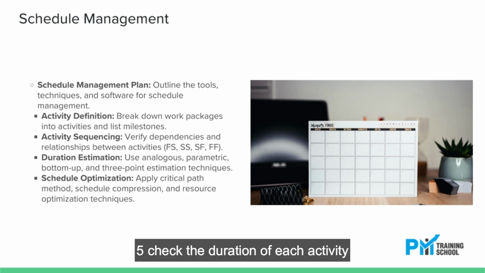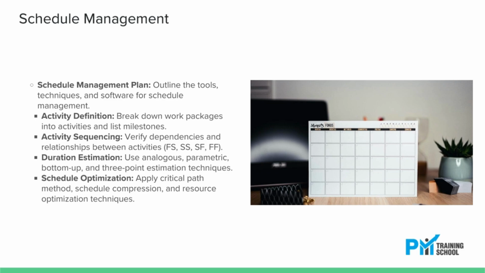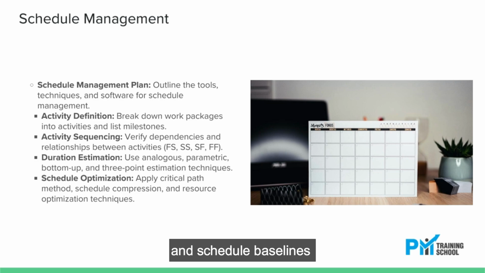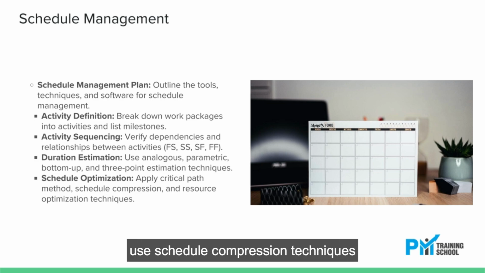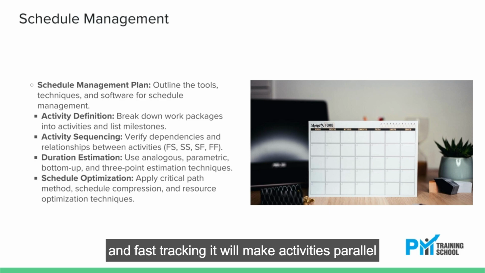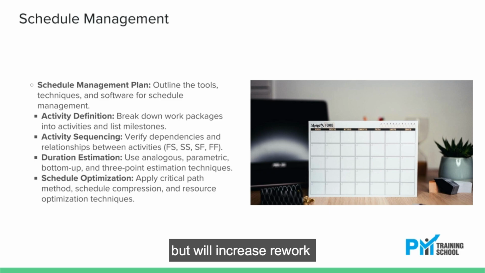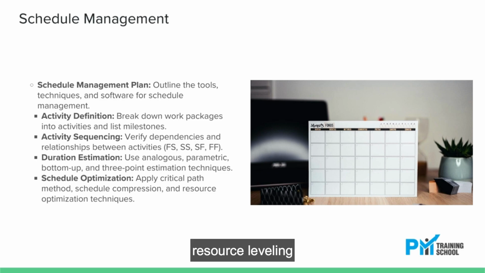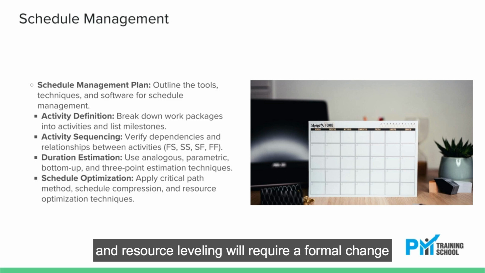5. Check the duration of each activity using analogous, parametric, bottom-up estimation, and three-point estimation. 6. Use the critical path method to calculate duration and schedule baselines. 7. If you want to reduce the schedule, use schedule compression techniques. Crashing, adding resources, will add more cost, and fast tracking will make activities parallel, but will increase rework. 8. Use resource optimization techniques, resource leveling and resource smoothing, to manage resources. 9. Crashing, fast tracking, and resource leveling will require a formal change request.